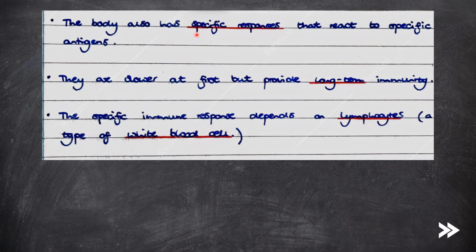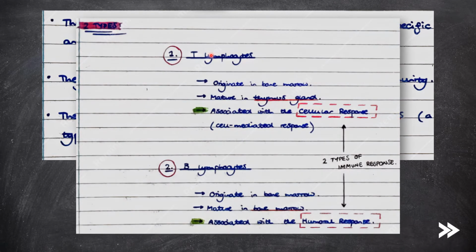Note that the body also has specific responses that react to specific antigens. These are slower at first, but provide long-term immunity. The specific immune response depends on lymphocytes, which are a type of white blood cell. There are two different types of lymphocytes, T and B lymphocytes. Both originate in the bone marrow, but they mature in different places.